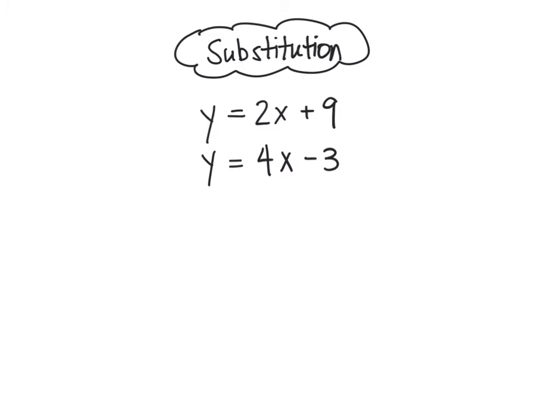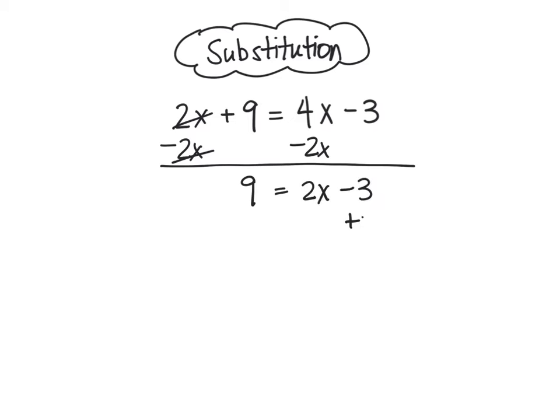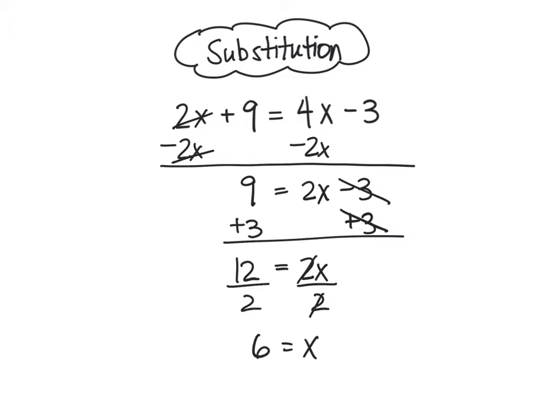So I'm going to take out this y, and I'm going to put 2x plus 9 in its place. Okay, so now I'm going to solve for x. Now I know that x equals 6, and now I need to solve for y.